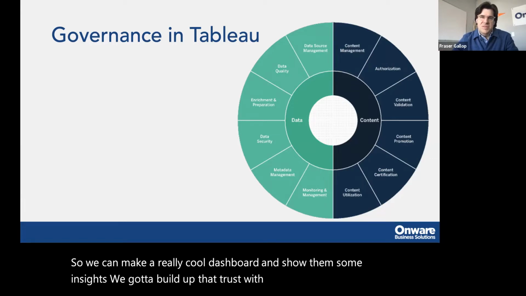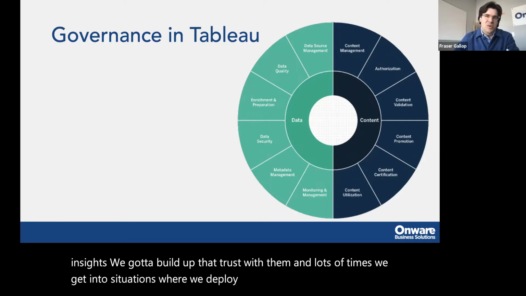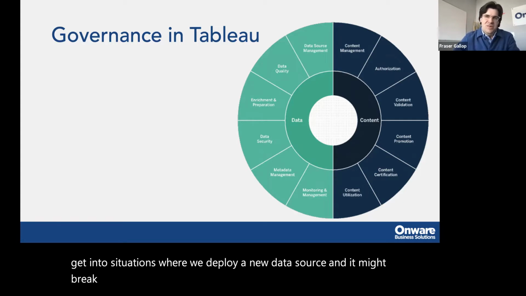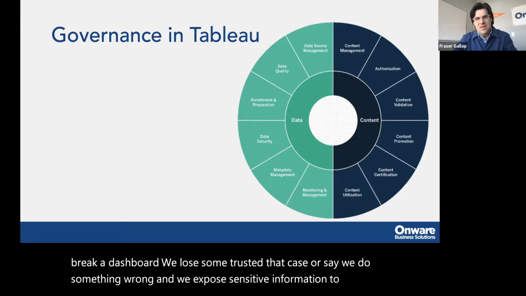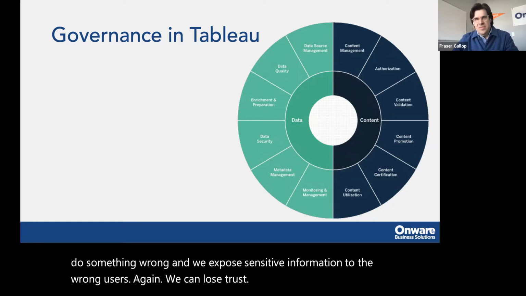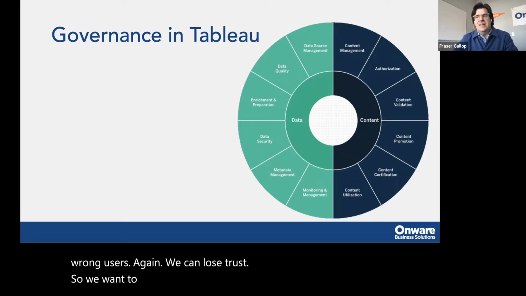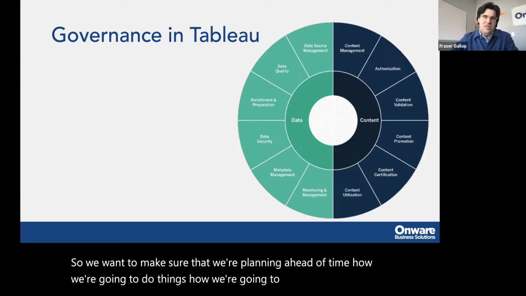Lots of times we get into situations where we deploy a new data source and it might break a dashboard. We lose some trust in that case. Or say we do something wrong and we expose sensitive information to the wrong users. Again, we can lose trust. So we want to make sure that we're planning ahead of time how we're going to do things and how we're going to deploy things, and then we can gain that trust.